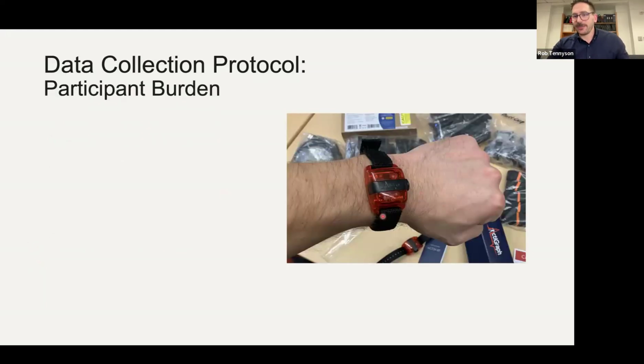Here's a picture of myself wearing an Actigraph. And as you can see, this is one of the higher research grade accelerometers you can get, but it is big and bulky. And so when you're going to ask someone to wear this for a week, you should consider some basic things like their comfort. Is this something that someone is going to be able to wear for a whole week, or however long you want them to wear it?